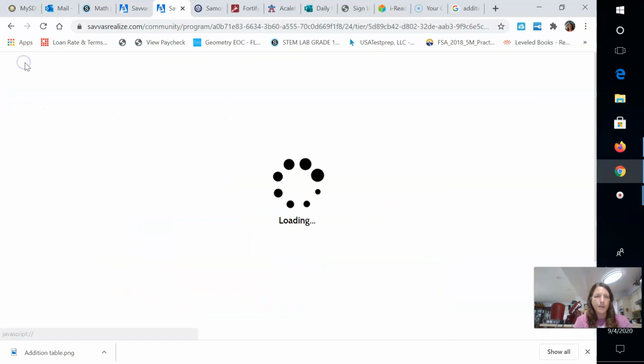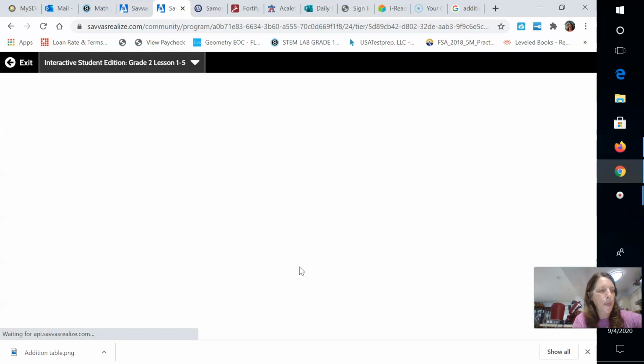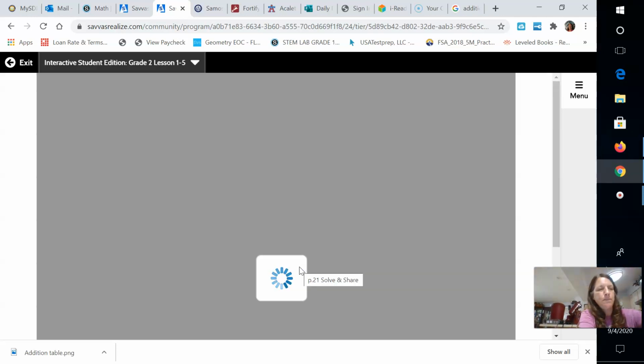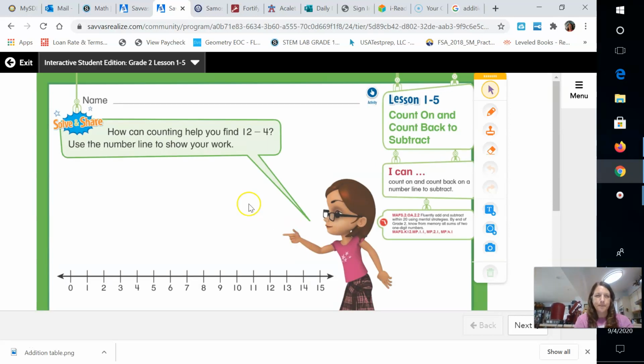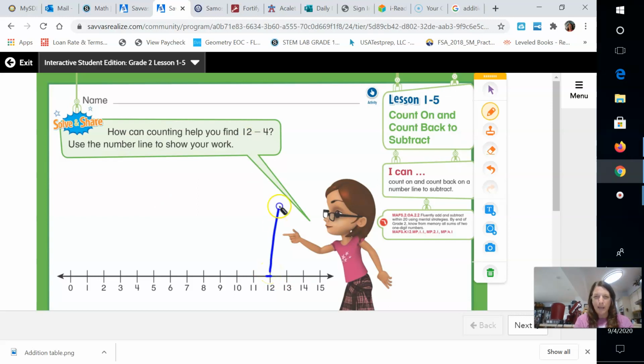Okay. Now we're going to practice that today in lesson 1.5. Looks like this. It's page 21. How can counting help you find 12, take away 4? Use the number line to show your work. All right, we're going to do it 2 different ways. I'm going to get my pen. You can do this with your pencil. The first time, we're going to start at the big number, 12, right? And we're taking away, so we're going to count backwards.